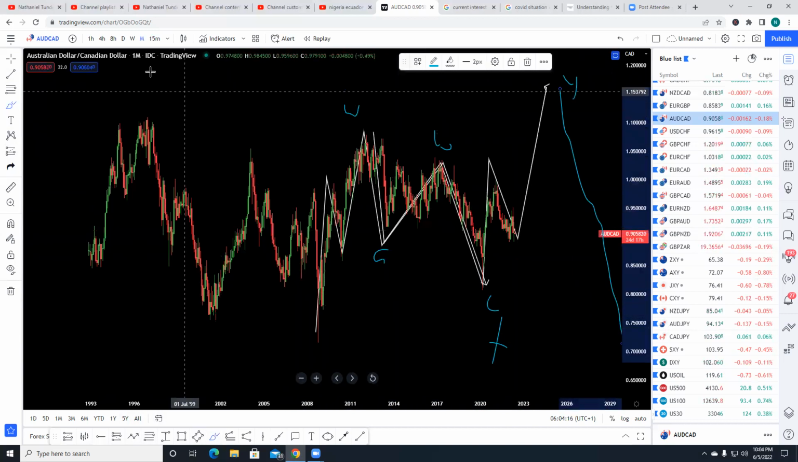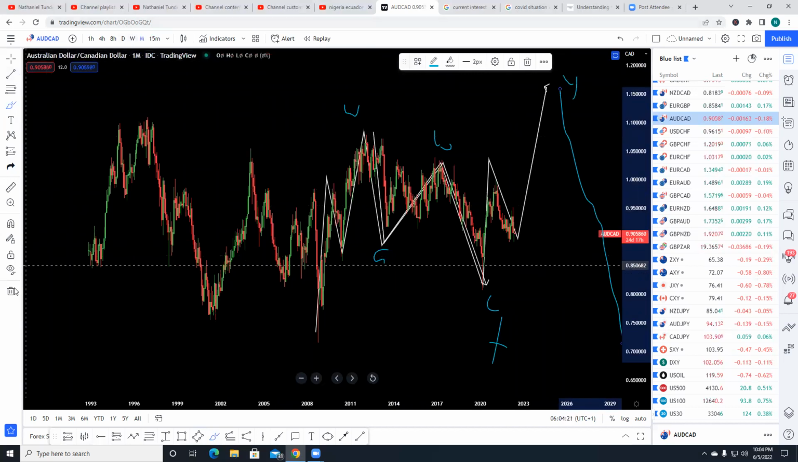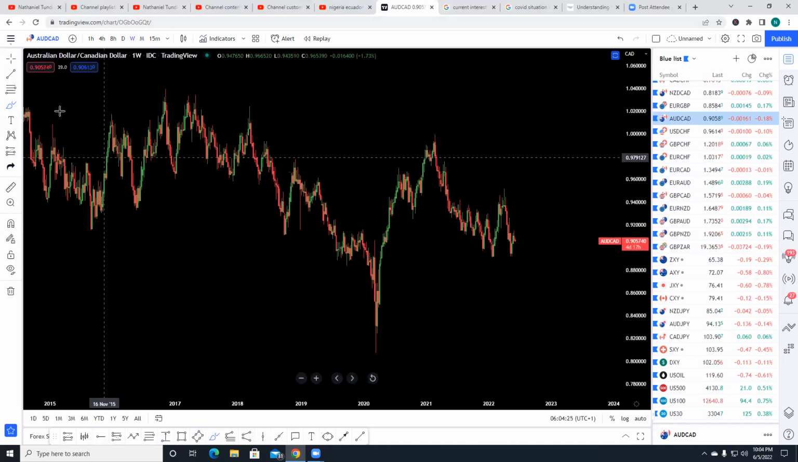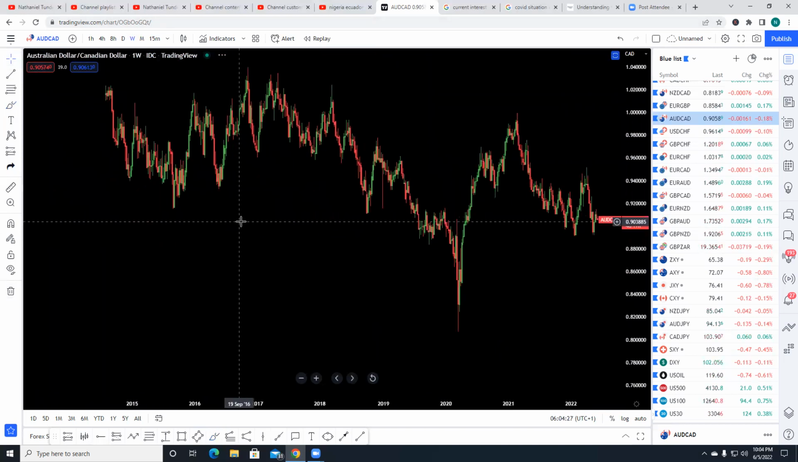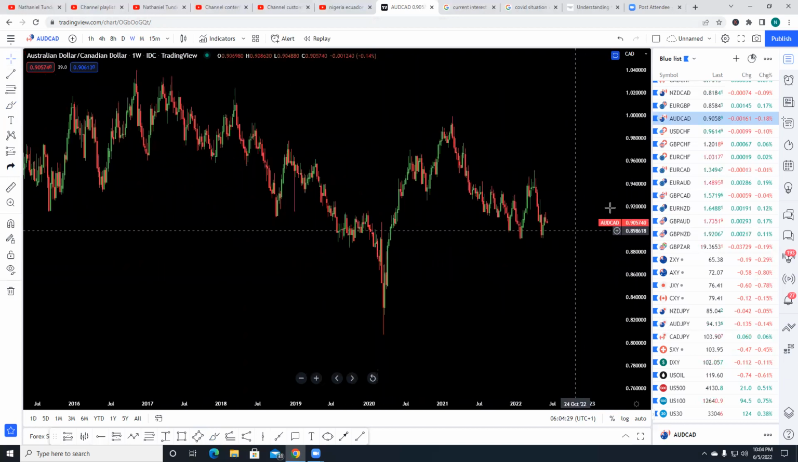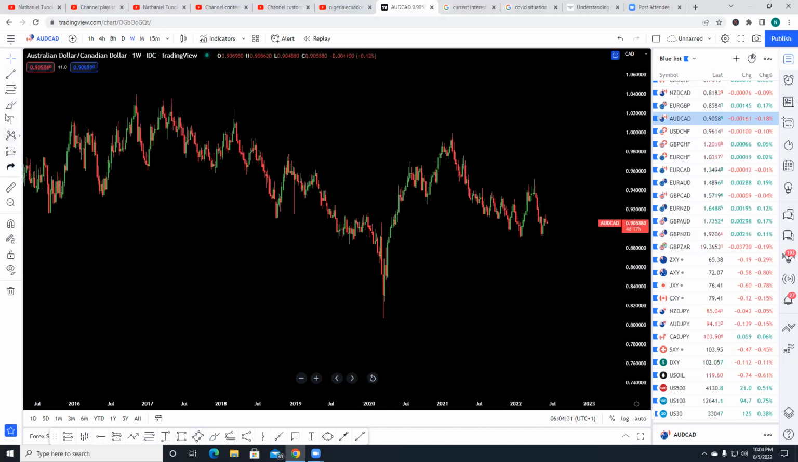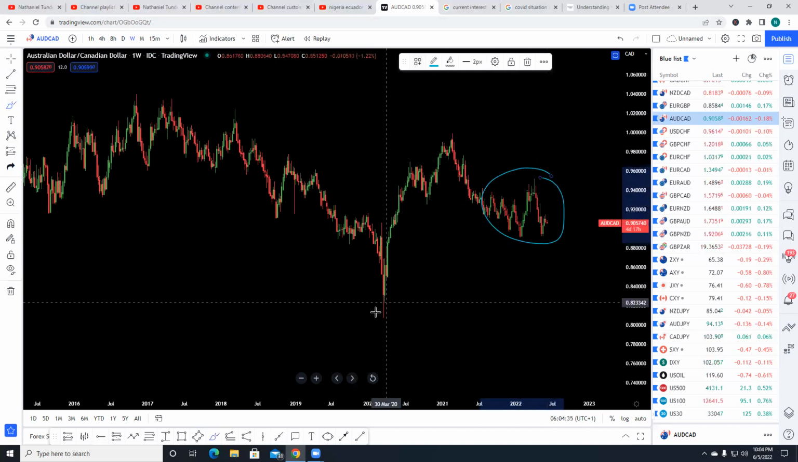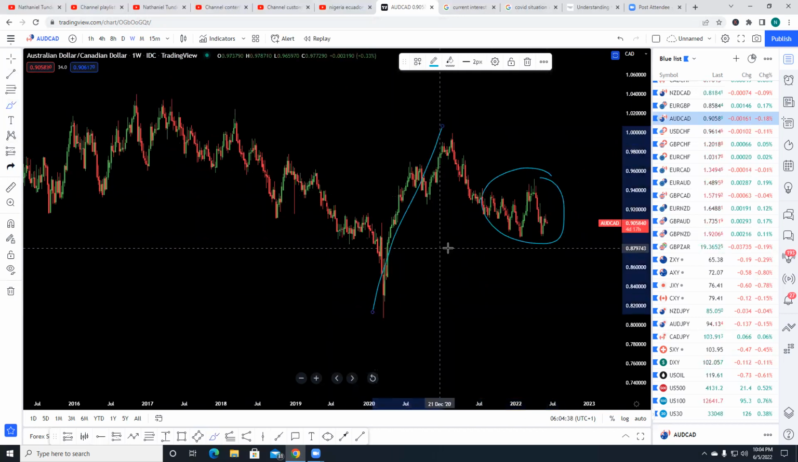So now, in monthly, we have done the forecast. We have to go to the weekly. Let's clean up this. Go to the weekly. Okay. Weekly. See this move to the upside. You see this correction, it's happening in the middle. You see this move to the upside, like this to break down to a certain level.